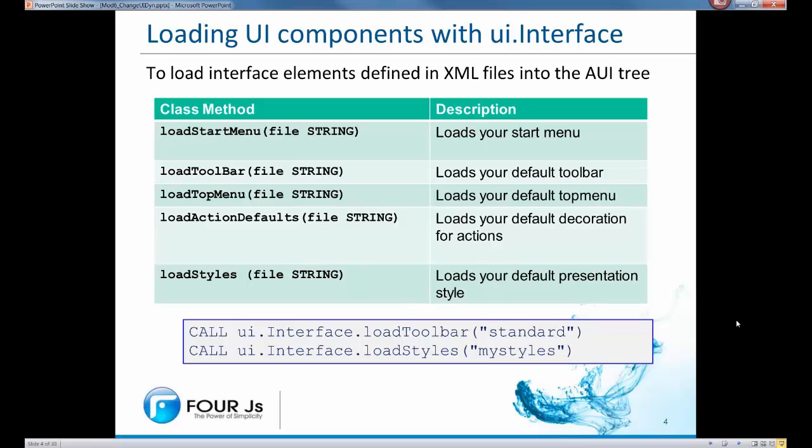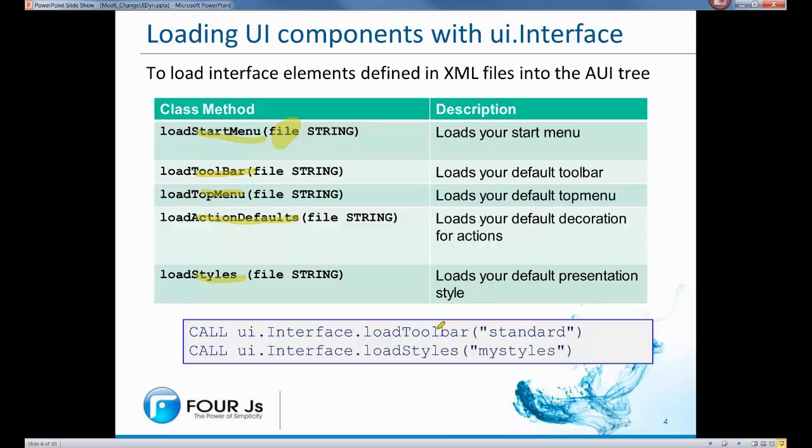The first slide that we have up here is showing you the 5 methods we use to load the 5 resource file types that you can have for your user interface. So we can load a start menu, we can load a toolbar, we can load a top menu, action defaults, and styles file. For each of these, you're going to provide a file name. You don't have to provide the extension. We expect the start menu to have, for example, a .4sm extension. We expect a toolbar to have a .4tb extension. So you can just put the file name in quotes without the extension on it.